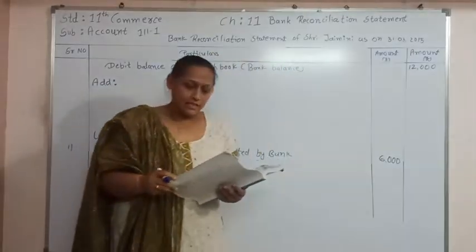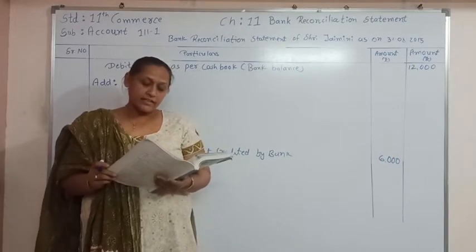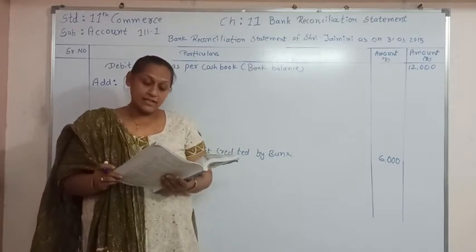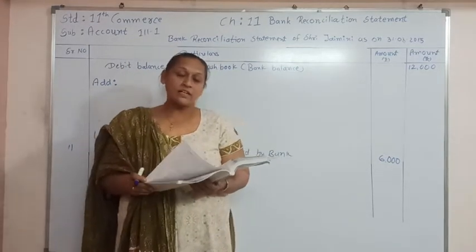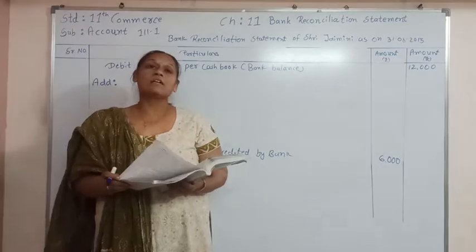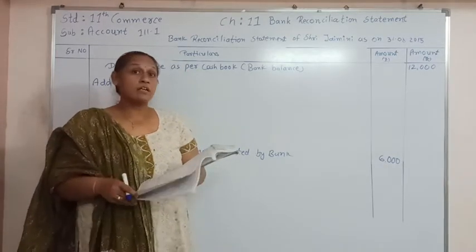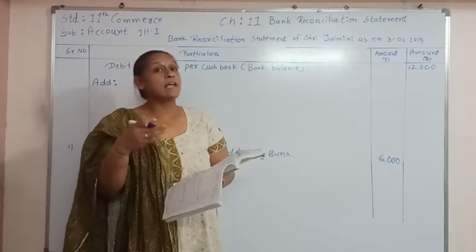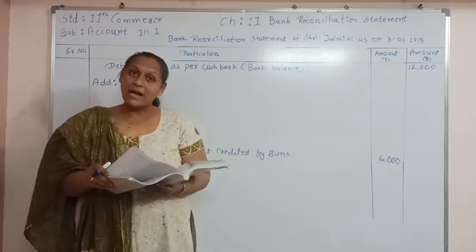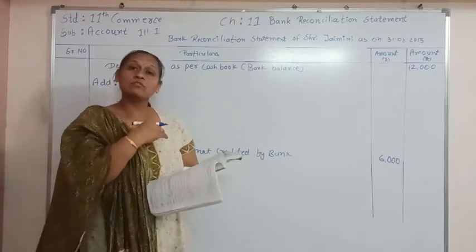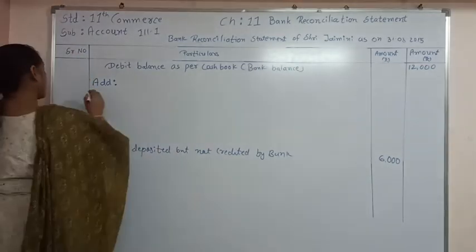Now let's see transaction number 2. Interest of rupees 400 credited by bank in Sri Jaimini's account, which is not recorded in cash book. So interest is credited by bank but which was not recorded in the cash book. So here do what other has done. Bank has credited. So here we have to add in our bank account. So for that we have to add the transaction in the cash book. So that is second transaction.